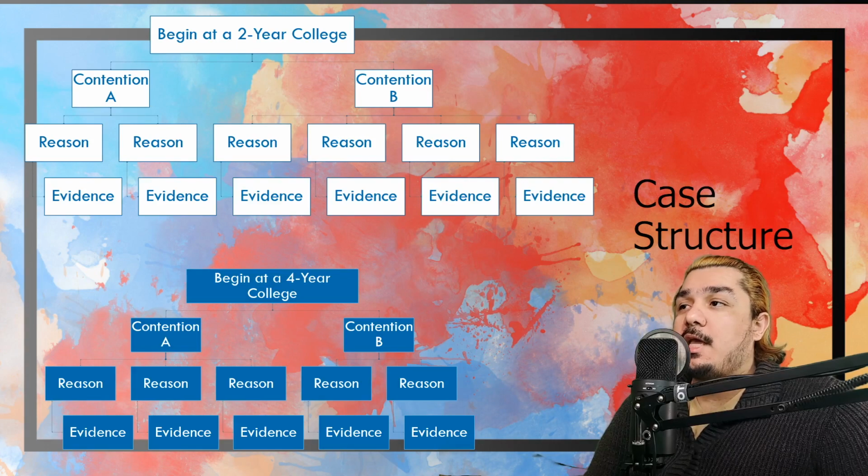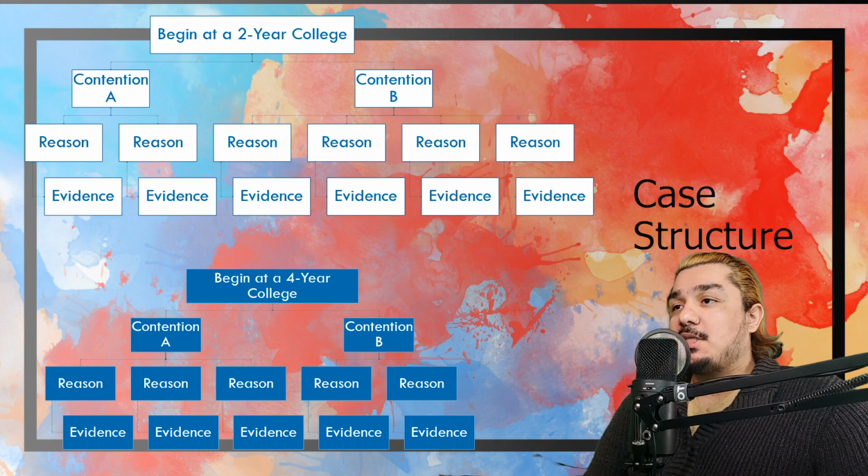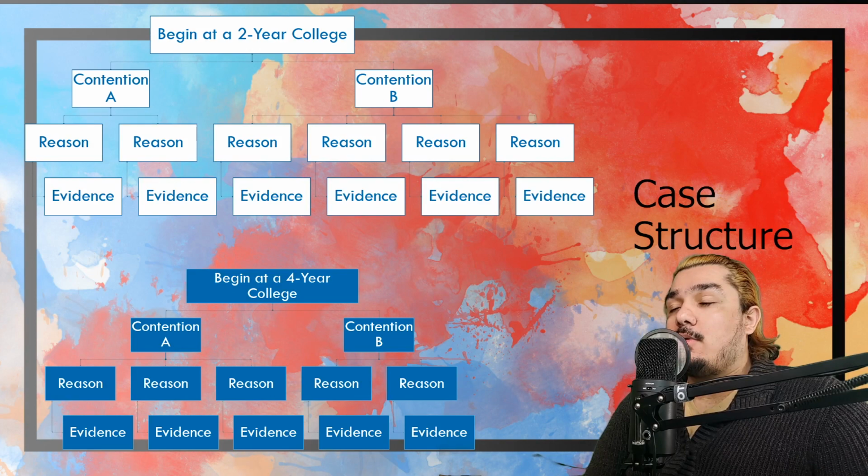Whether it's the 2-year case or the 4-year case that you're writing, each case you write should have 2 contentions, and each contention should have 2 or more arguments that support that contention. Each argument should have at least 1 piece of evidence from the packet or that you did from your own research to support it. If you do your own research, you need to disclose that along with your case.